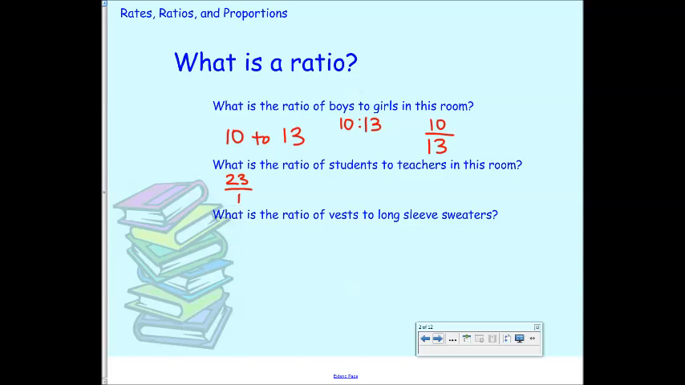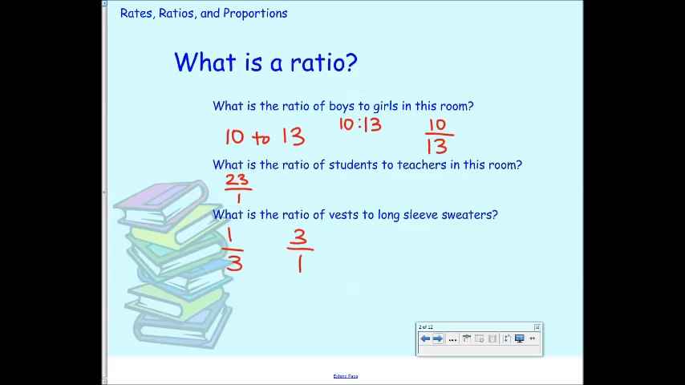Okay, we're out of uniform today, so this makes it a little harder. But what's the ratio of vests to long sleeve sweaters? How would you do that? Count the vests. I think there's only 1. All right, so 1 vest. And then how many long sleeve sweaters? 3. So like 1 to 3. Good. Is that different? What if I put 3 over 1? Is this correct? No. Why not?